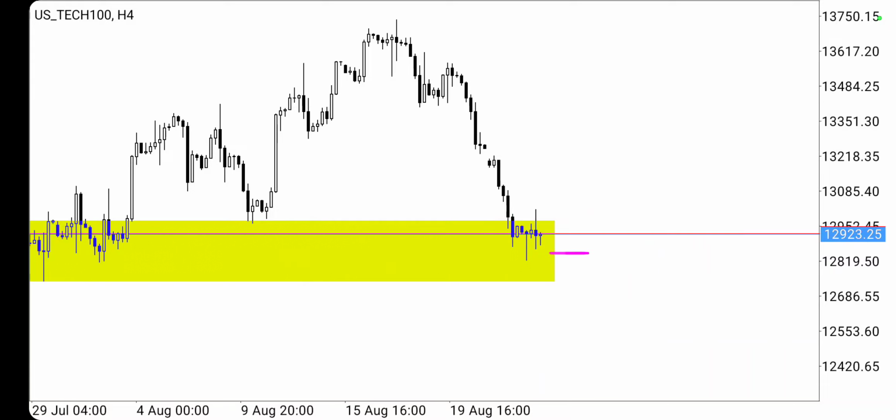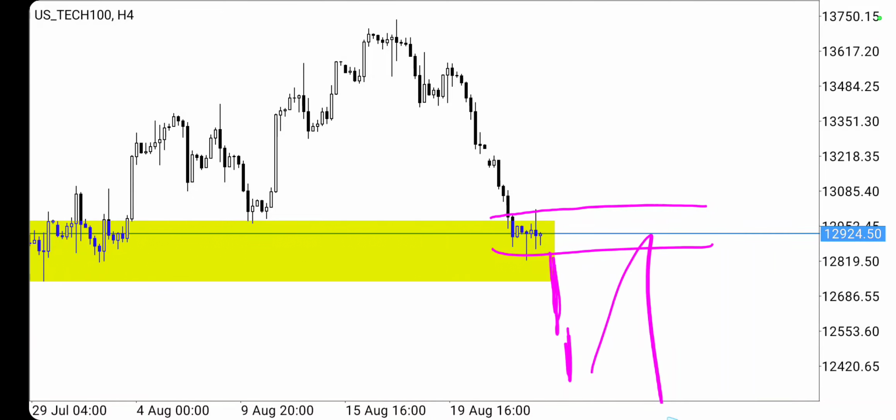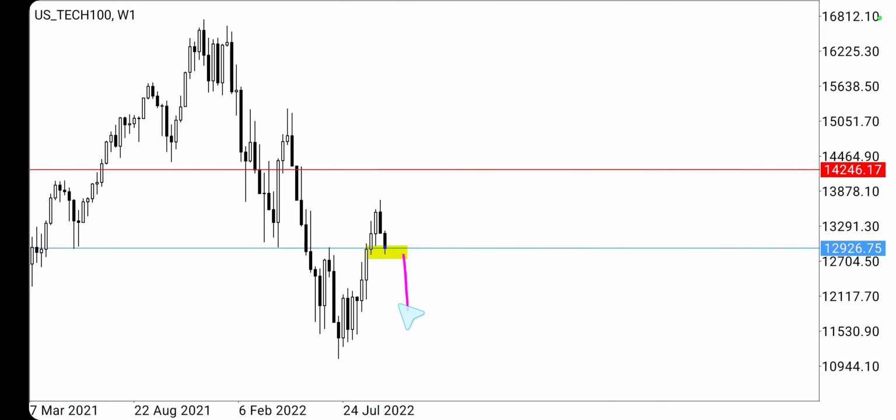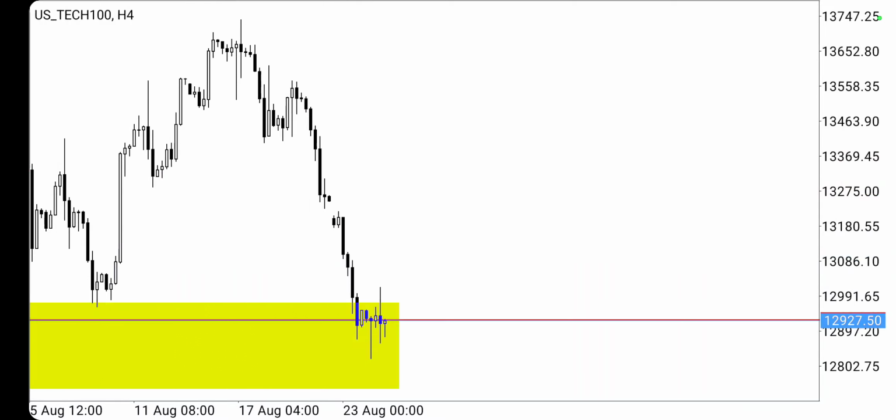But should the price break like this, this is going to be your nearest resistance. Then you can try and catch trades from there and hope that it will go all the way down to the weekly zone. Hope that it will go there. So that's all that I have for you guys. That's what you can look out for.